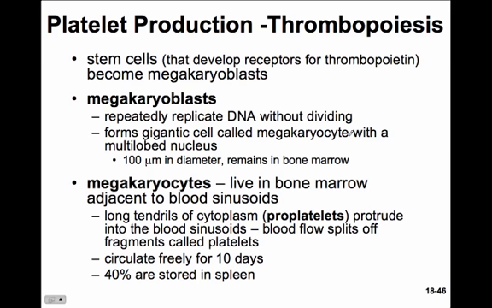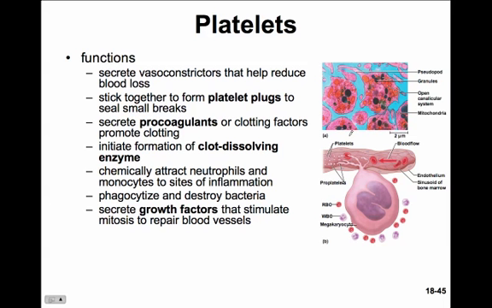Megakaryocytes live in the bone marrow adjacent to the sinusoids. The long tendrils of cytoplasm, or proplatelets, protrude into the blood sinusoids. The blood flow will split off fragments called platelets. These will circulate freely for about 10 days. 40% of them are going to be stored in the spleen. This figure shows this formation, where we'll have proplatelet tendrils reaching into the sinusoid of the bone marrow and dropping off little platelets.